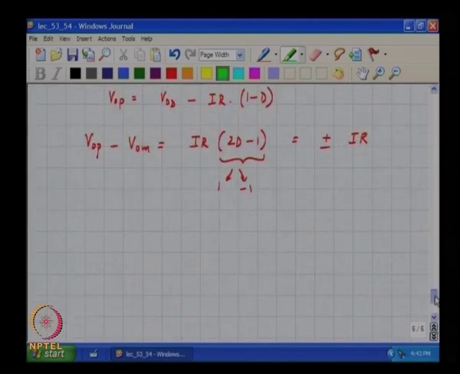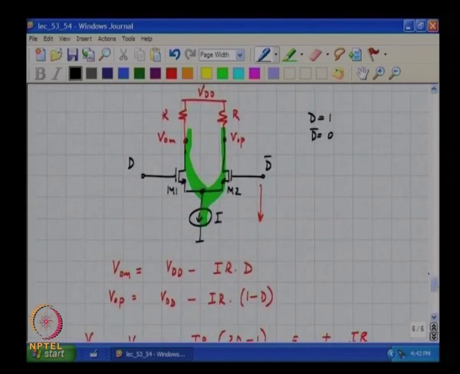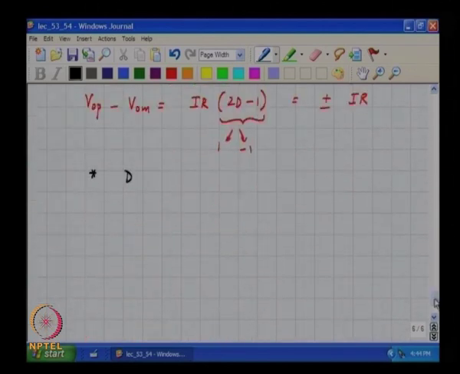So, a couple of things I would like to bring to your attention. One, does D have to be a full rail signal in order for us to be able to steer the tail current completely to one side? In other words, should D be VDD and D bar be connected to 0 in order for this current to move completely to one side? Okay. So, let us see.